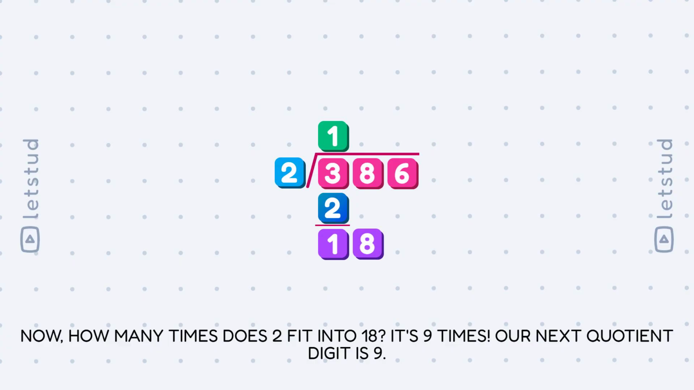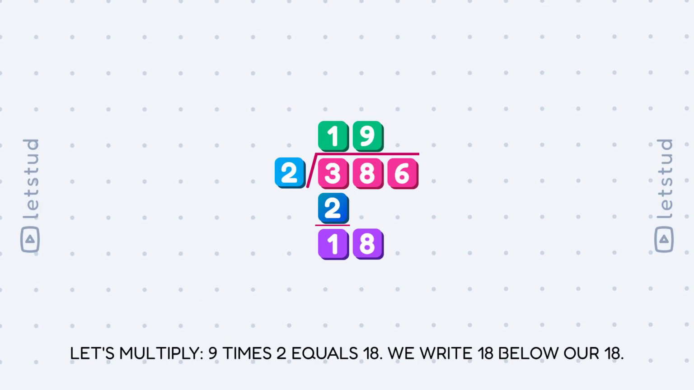Now how many times does 2 fit into 18? It's 9 times. Our next quotient digit is 9. Let's multiply. 9 times 2 equals 18. We write 18 below our 18.